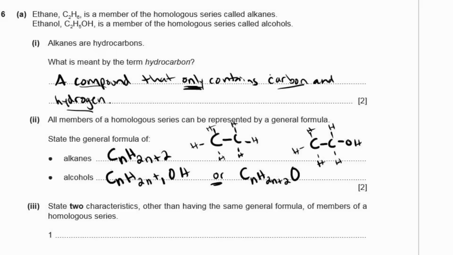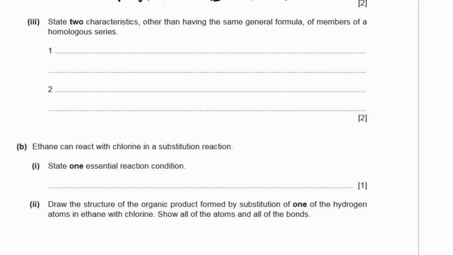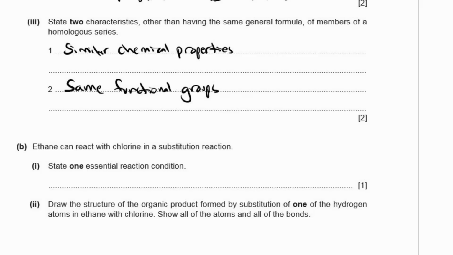All right. State 2 characteristics other than having the same general formula of members of a homologous series. Okay, so members of a homologous series have similar chemical properties. So you get the same sort of chemical reactions occurring. Okay, they also have the same functional groups. So all alcohols have the OH. Okay. Other things you could put down is you could say that they all have a gradual change in physical properties. Another thing you could put down is that the neighboring members differ by a CH2. There's a CH2 added to the next one along the list.